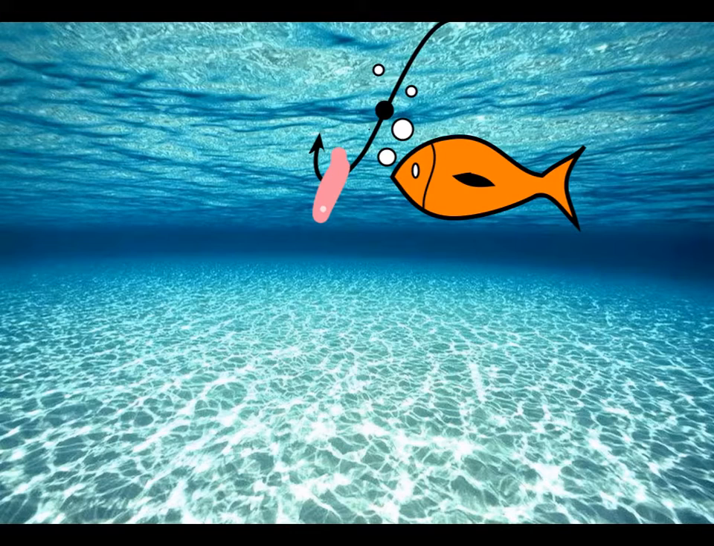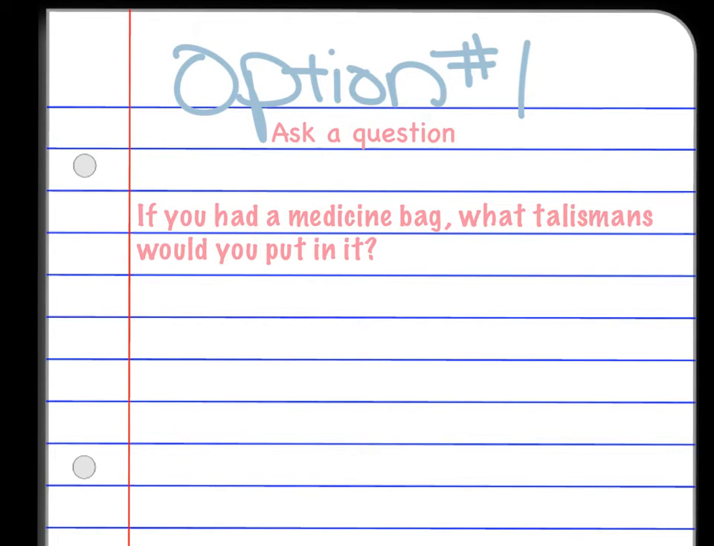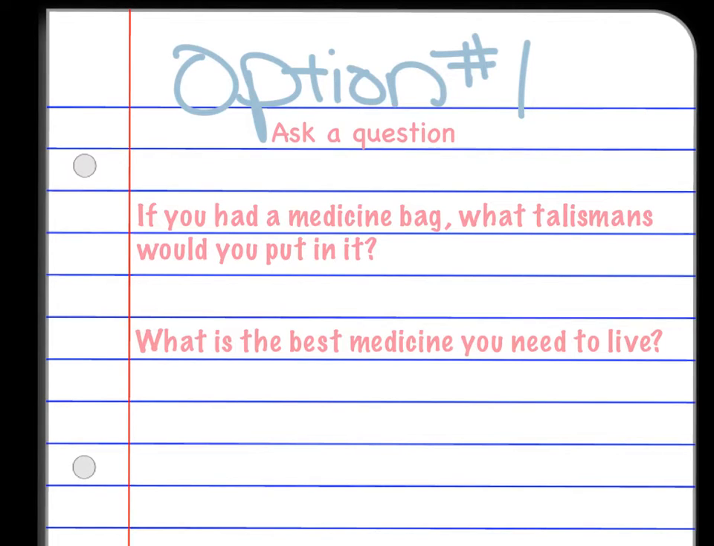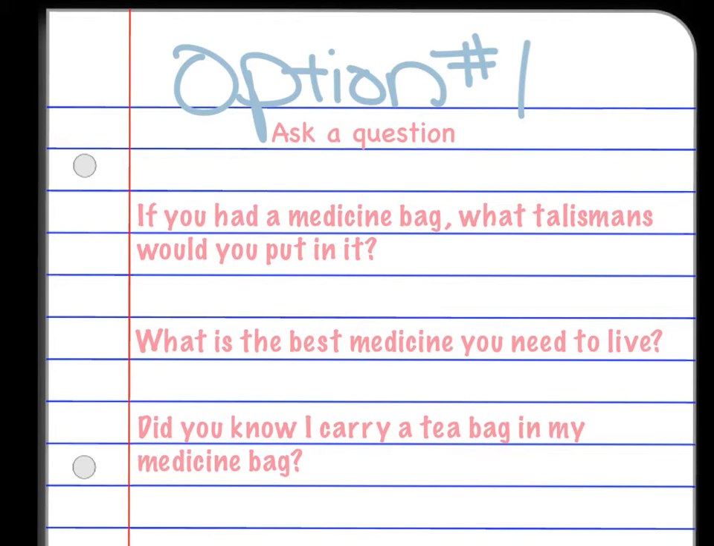You can do that in several ways, and we'll talk about 4 ways you can hook your reader, and then you can choose the one that best fits your essay. The first option is to ask a question. If you're writing about talismans in your medicine bag, you could ask something like, if you had a medicine bag, what talismans would you put in it? What is the best medicine you need to live? Or, did you know I carry a tea bag in my medicine bag? Questions like these will catch your reader's attention and encourage them to keep reading.